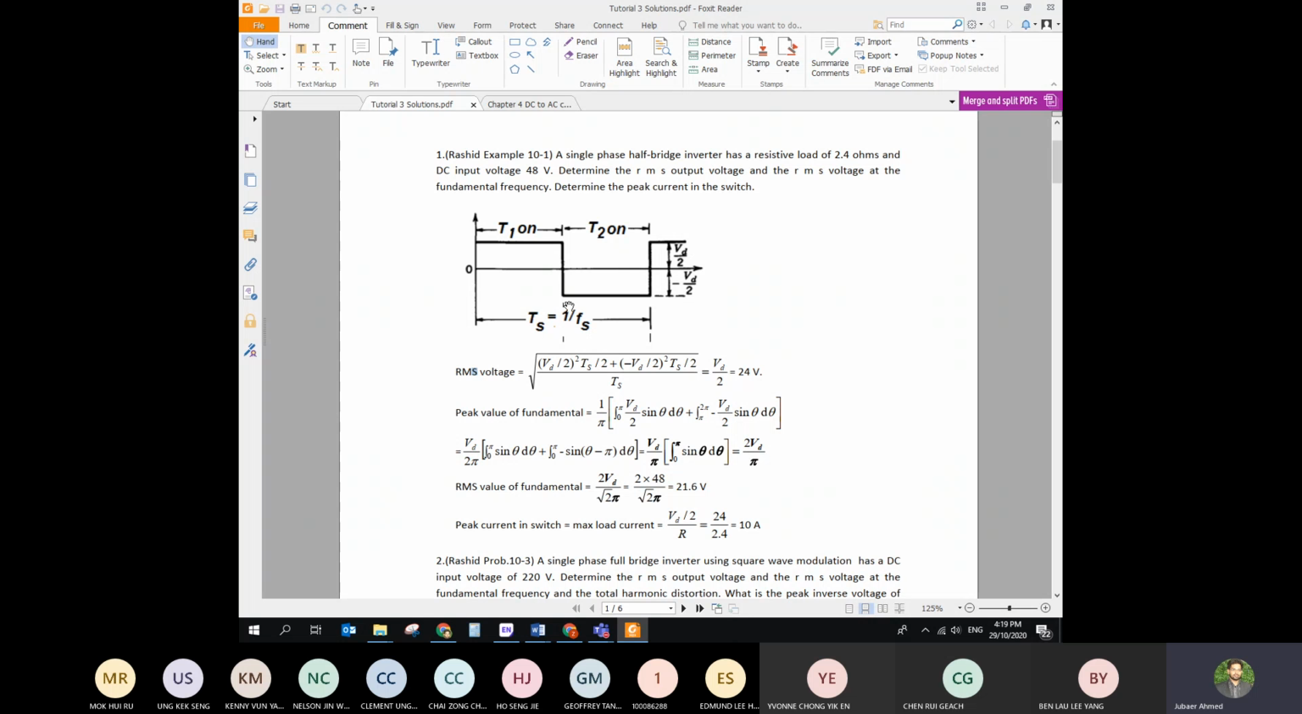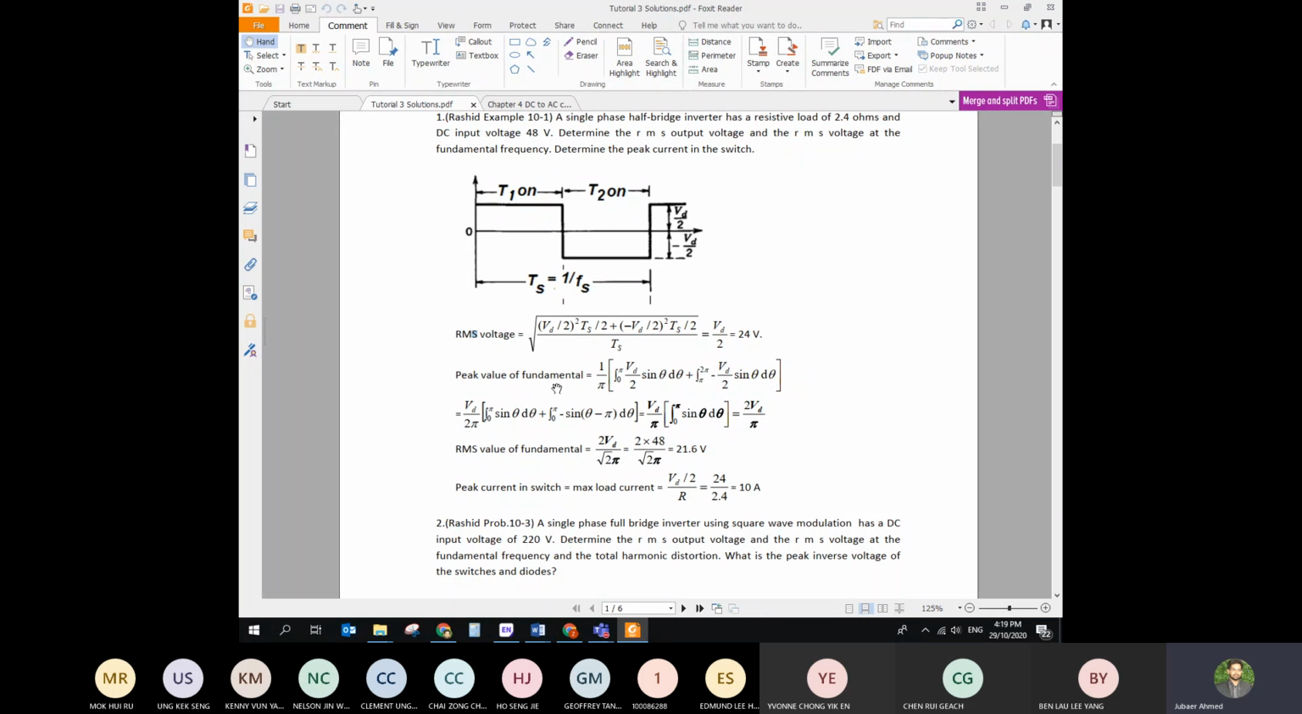That's interesting, because Vd by 2 means positive 24 on the top and negative 24 at the bottom. So peak to peak voltage, peak to peak means from here to here, is going to be 48, but the RMS voltage is going to be 24. Then the peak to peak fundamental. Fundamental voltage means the sinusoidal component within that rectangular curve.